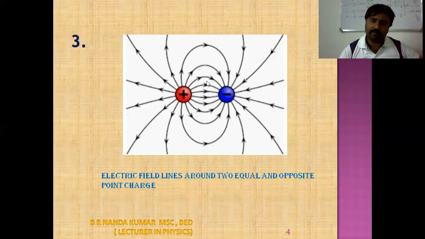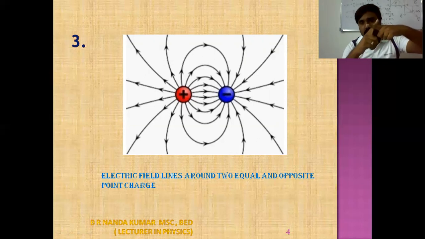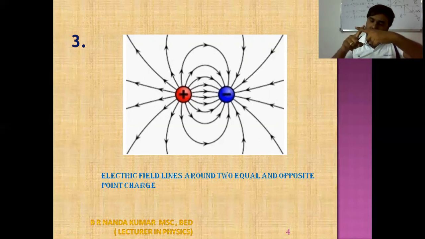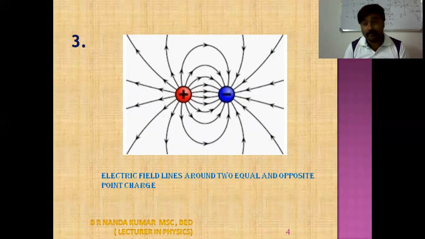Okay, and electric field lines will never intersect, never cross each other. Suppose they intersect, what happens? At the point of intersection, we would have two electric fields, but that is not possible. That is why electric field lines never intersect with each other.